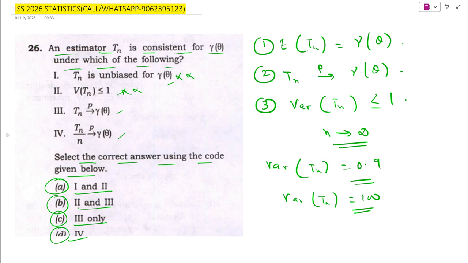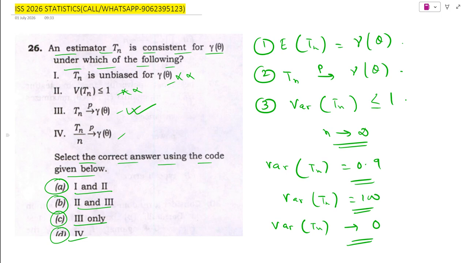Now, come to the statement number 2. Variance of Tn is less than or equal to 1. Again, this tells us only that variance is not very large, but consistency requires variance of Tn tends to 0. So a constant variance does not help. So statement number 2 is also false. Okay. Now come to the statement number 3. This is exactly the definition of the consistency. Nothing more to prove. So statement number 3 is definitely right.